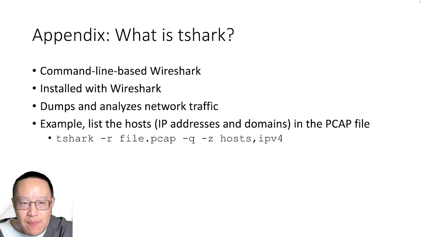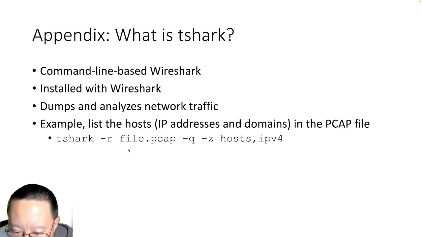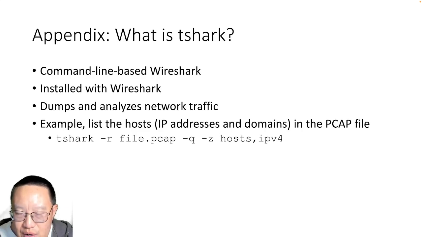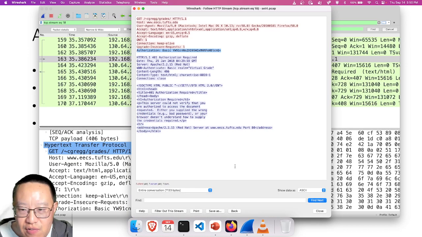Yep, there's also a command line version of Wireshark called TShark. If you want to do things really simply, just use TShark. For example, if you want to get a list of all the hosts, IP addresses and domains in a PCAP file, just use one nice command line. How do you actually generate PCAPs?